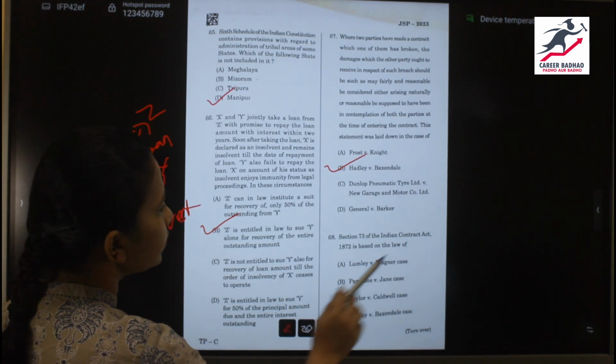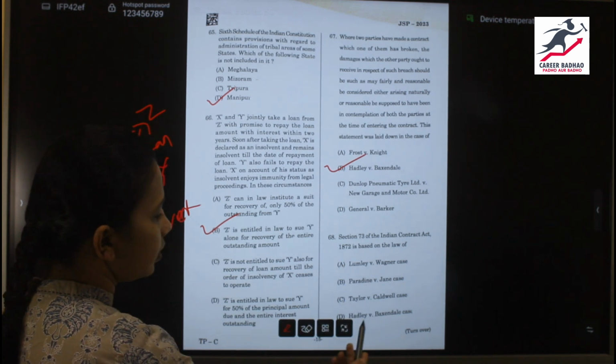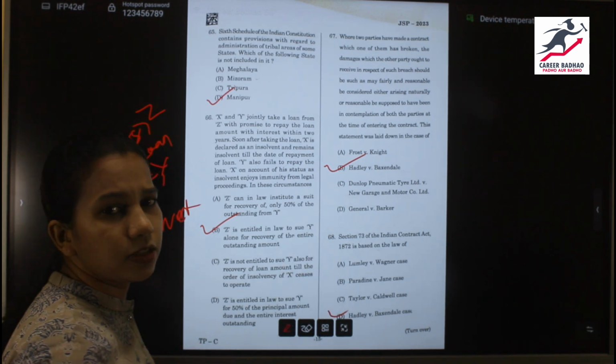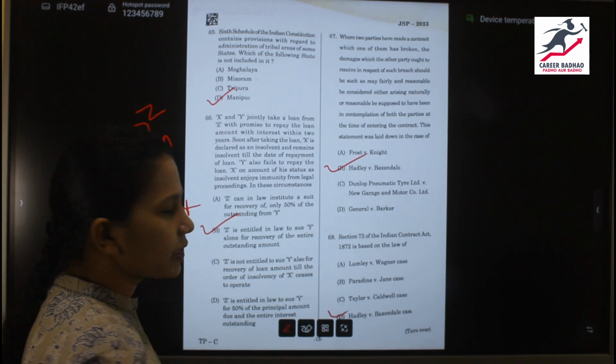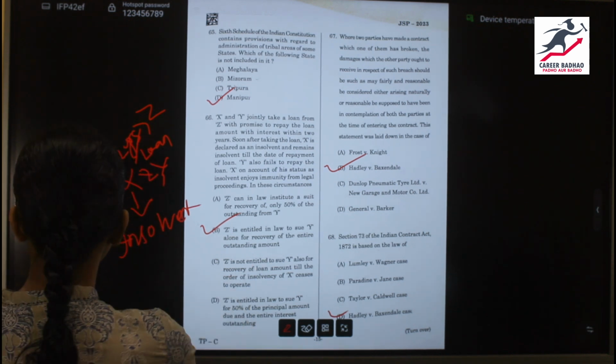Section 73 of the Indian Contract Act is based on the law of, this we all know, Hadley vs. Baxendale, because section 73 deals with damages, and Hadley vs. Baxendale deals with remoteness of damages. Let's move to question number 69.